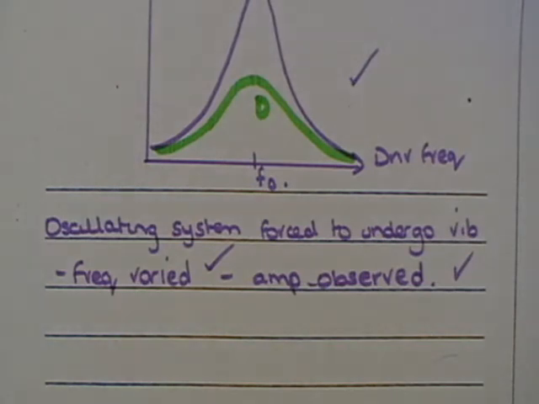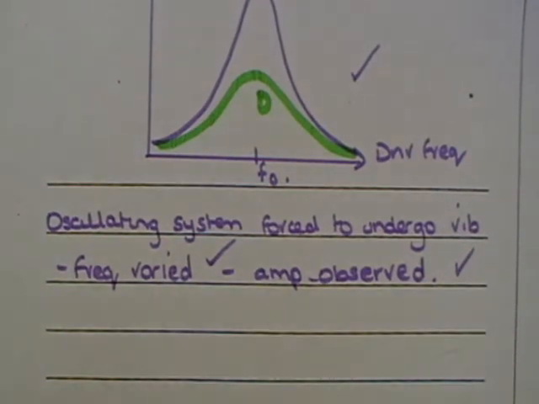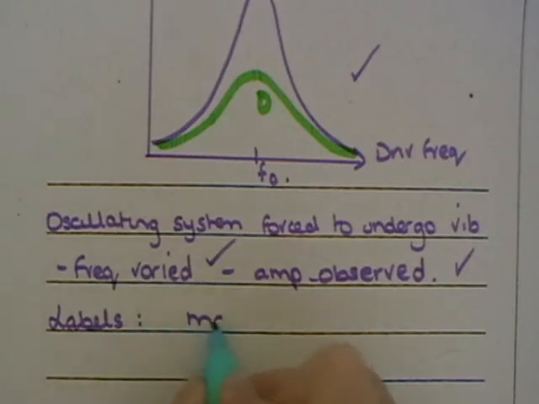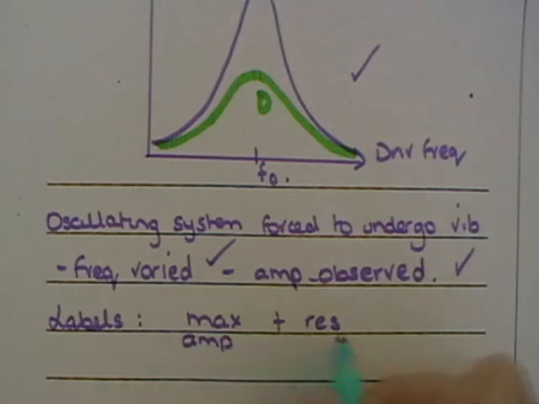And then you've got another 2 marks to get. So they're looking for labels on your graph. So if you have labels in your graph to show the maximum amplitude and the resonant frequency, and then another mark for showing that the damping effect gives you a broader frequency response and a smaller amplitude.